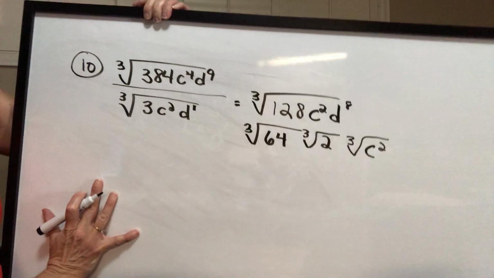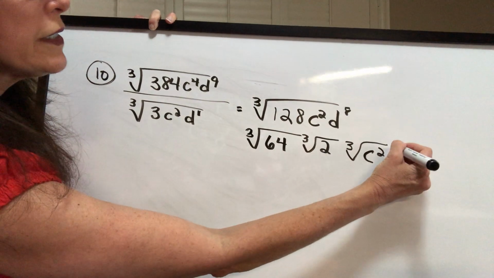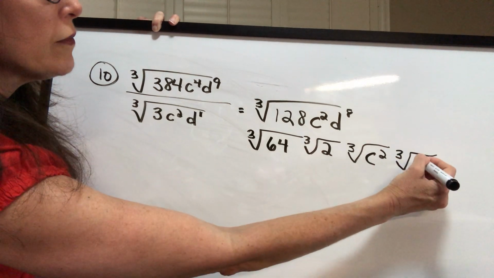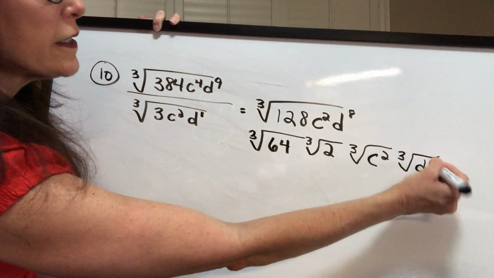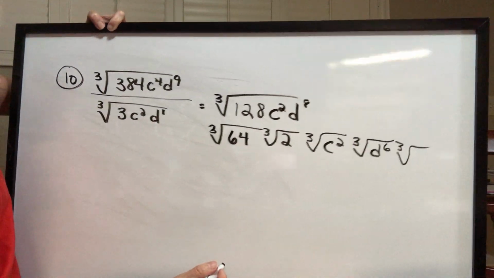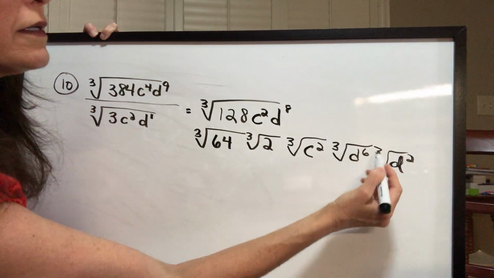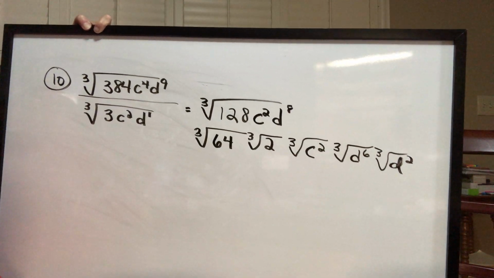And then lastly, the 8. So 8 is not divisible by 3, so I will need to split that one up. So I'm going to change that one into d to the 6th. And then I want to think, what else do I need to make 8? So 6 plus 2 would be 8. That last one is d squared.